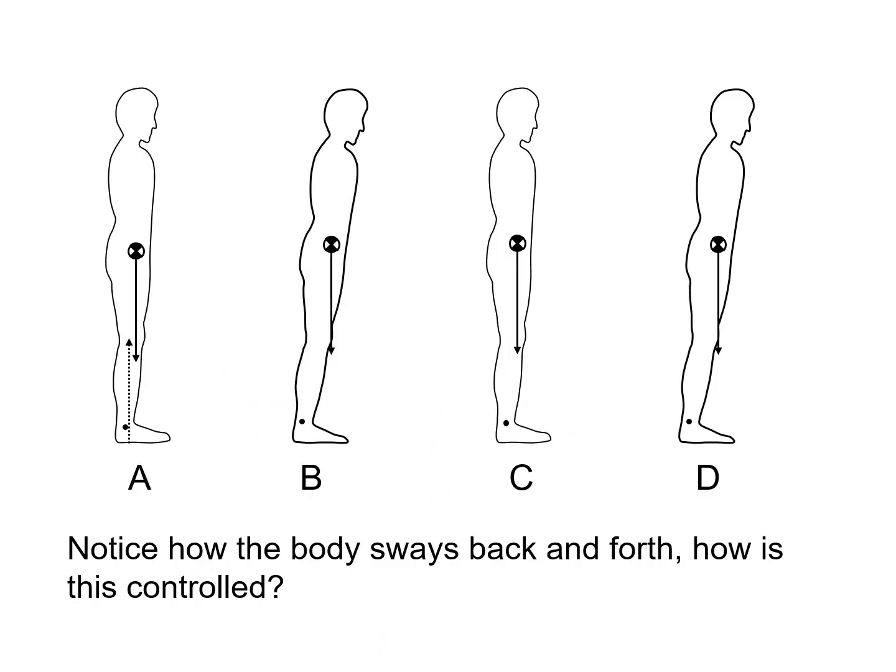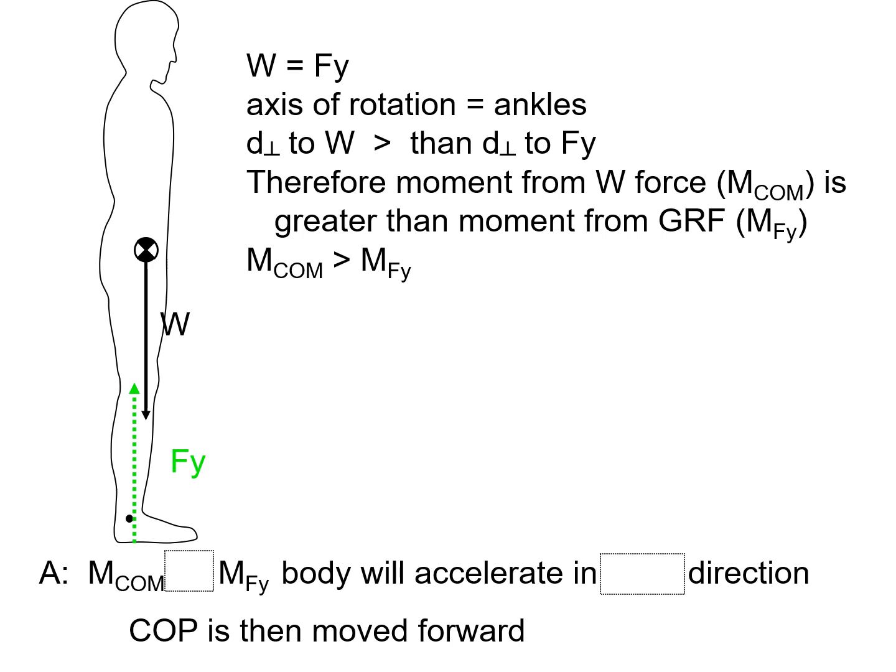So let's look at how a body sways back and forth and how this is controlled, okay? We'll say that once again, our weight is our vertical force here, and our axis of rotation is at our ankles, and our lever arm for our weight is greater than the lever arm for our normal vertical force. Therefore, the moment from our weight force, basically the mass of our center of mass, is greater than the moment of force from the ground reaction force. Okay, so in this picture here, we're seeing greater center of mass weight than the ground reaction force, and the body will accelerate in the clockwise direction.